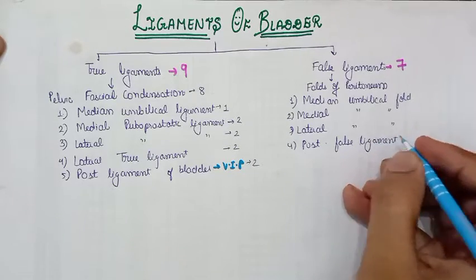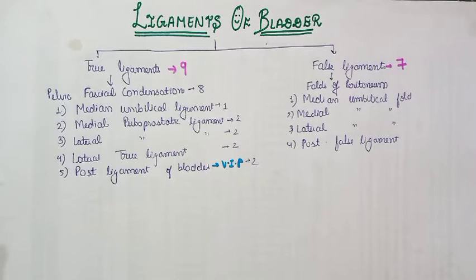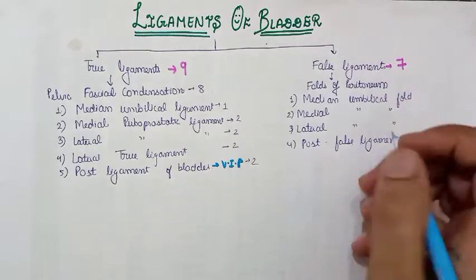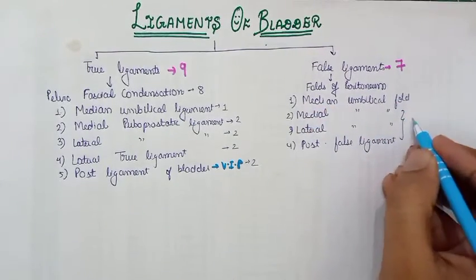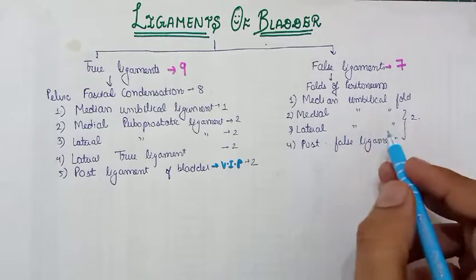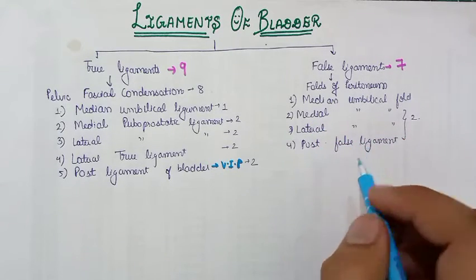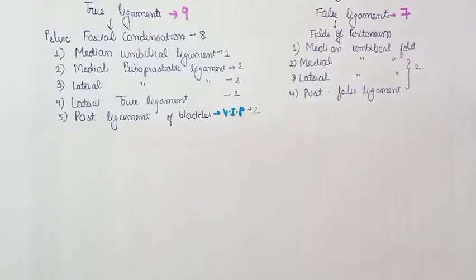If you are having trouble remembering, then it will be clear with the help of a diagram, and it will be simpler for you to recall all the names of the ligaments. So except the first, all the 3 are 2 in number. So 2 medial umbilical folds, 2 lateral umbilical folds, 2 posterior false ligaments and a single median umbilical ligament. So now let's draw the diagram to clarify all the ligaments.